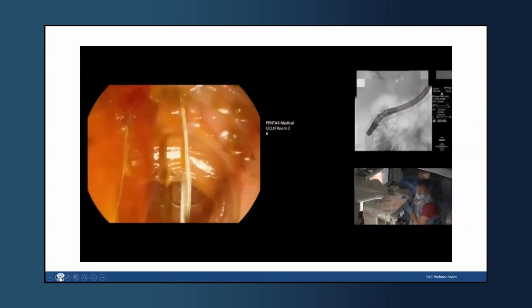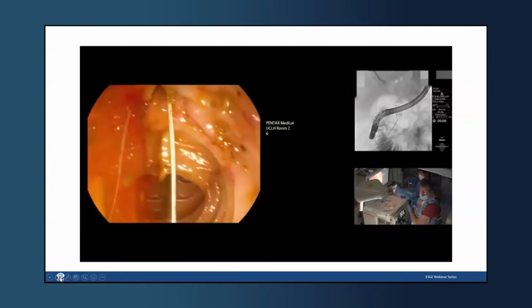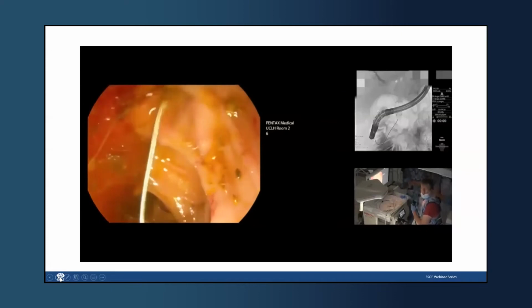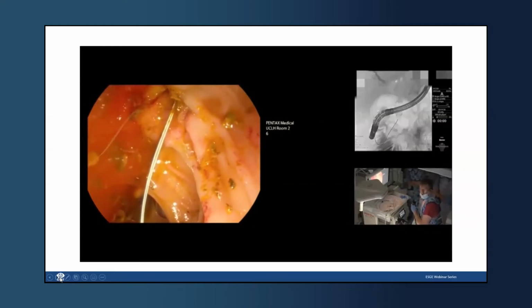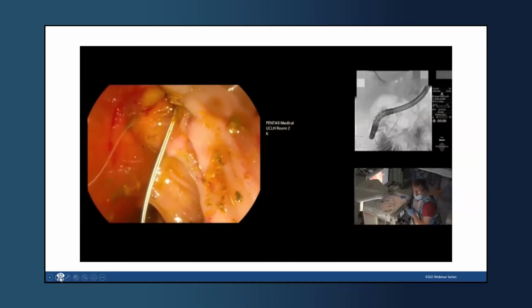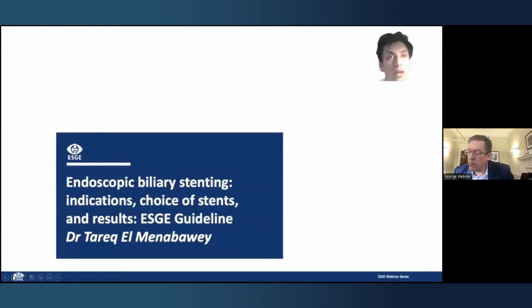Very nice. And then just to say that string is now sitting in the duodenum, and so in 3 months or so, when that stricture is remodeled, we'll bring him back and remove that stent. Okay. All right. We're going to go.